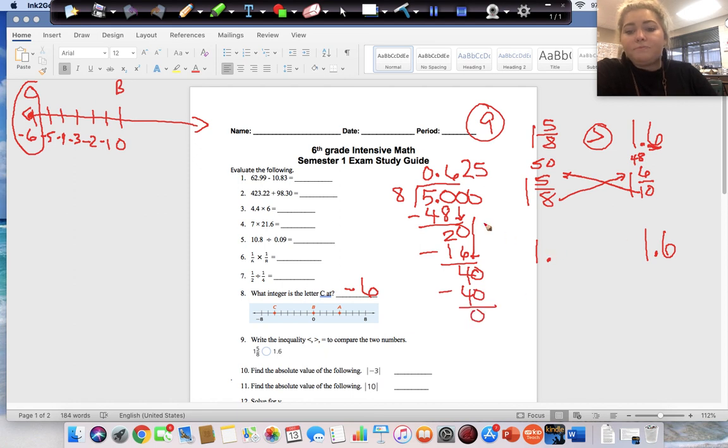So it is 1. Here we have a whole number of 0, but remember we had a whole number in front of our fraction, so we will have a whole number in front of that decimal. And then the numbers behind the decimal are the same, so 6, 2, 5.